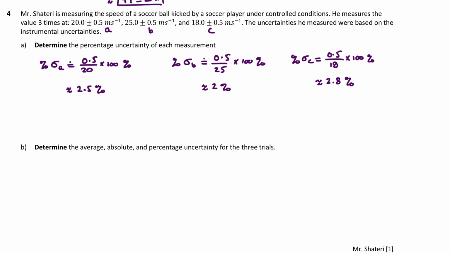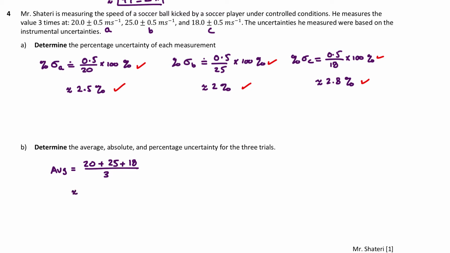Now, determine the average, absolute, and percentage uncertainty of the 3 trials. We can definitely do that. Actually, for the main steps here, things plugged in and the final answers are what will be looked for. They could be full marks, there could be half marks, depending on the situation. The average, absolute, and percentage uncertainty, very similar to last time. For the average, I am going to take the values, add them together, and I did 3 trials here, so I'm going to divide it by 3.